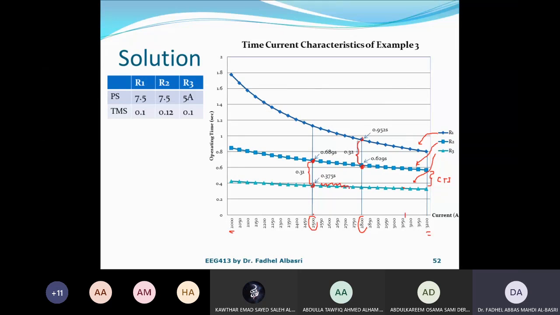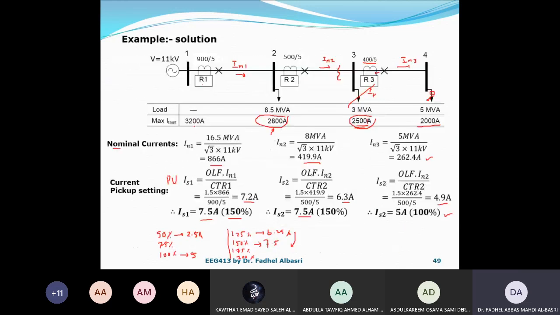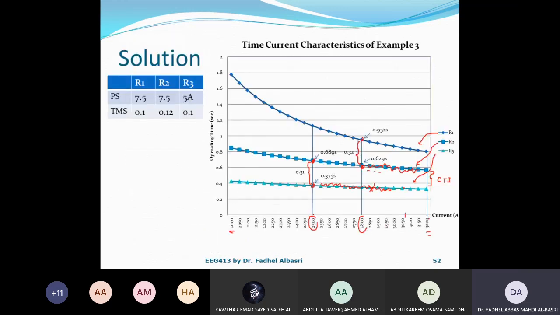I don't have to draw it because relay 3 will not see any current higher than 2500. Similarly for relay 2, it is useless to draw beyond 2800 because it won't see faults higher than this. I can plot this as a dotted line if I want. And for relay 1, it will not see currents higher than 3200, so I can stop at 3200, and anything higher I cannot draw.